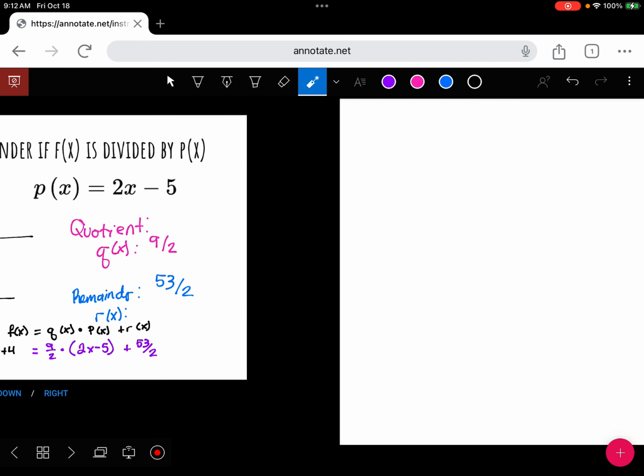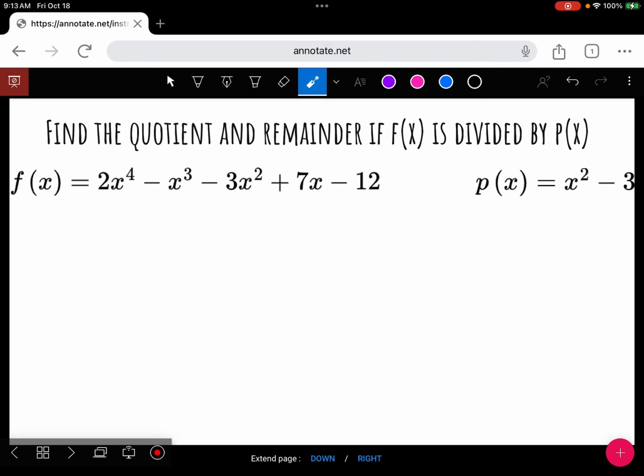So here we have our f of x is 2x to the 4th minus x cubed minus 3x squared plus 7x minus 12. And our p of x is x squared minus 3.